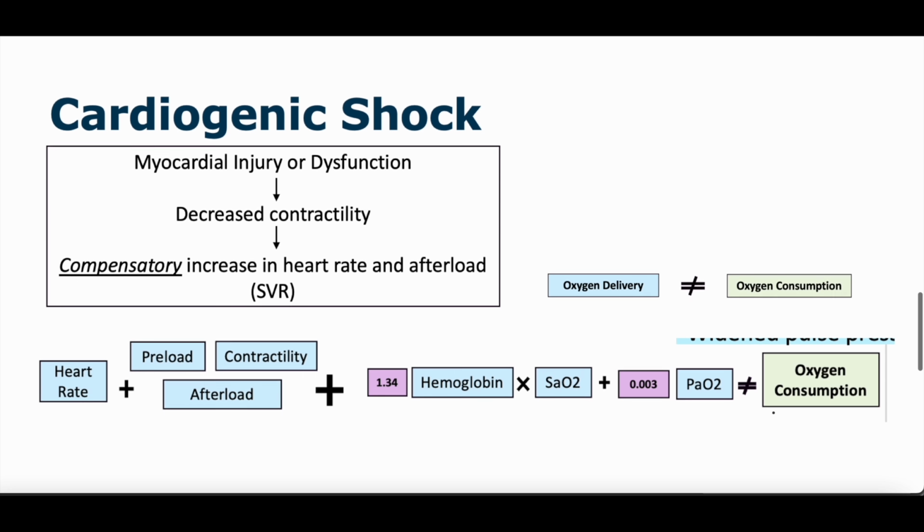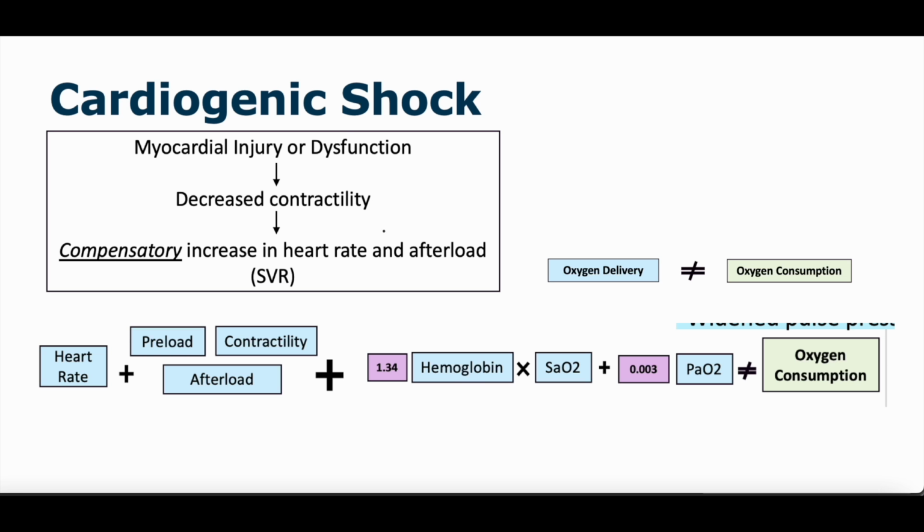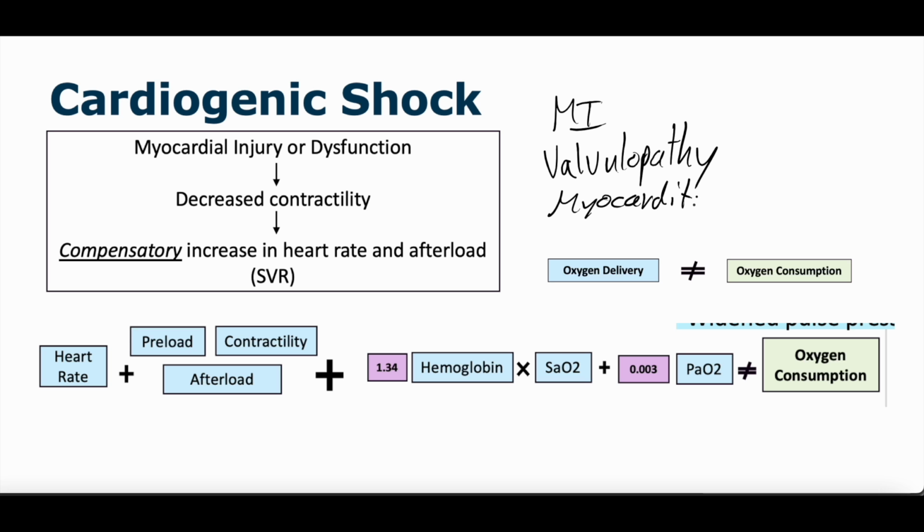Shock state number 3, cardiogenic shock. So cardiogenic shock is essentially the pump. The heart won't squeeze well enough. And this can be from a lot of different things, right? Maybe you had a heart attack or a myocardial infarction. Maybe you have severe valve disease. You have a really bad valvulopathy. Anything that causes myocardial damage, maybe you have really bad myocarditis, right, or inflammation of the myocardium. Anything that causes that heart to not be able to pump effectively.